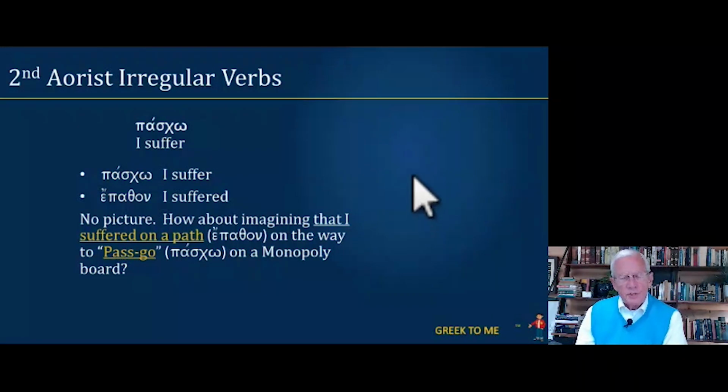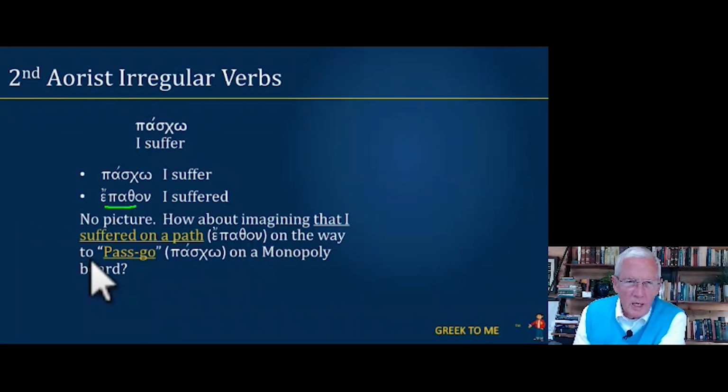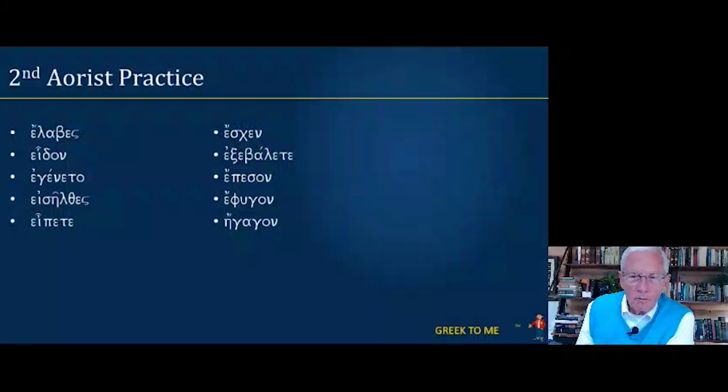Pascho, even though there's not a picture in the grammar, let me help you. The second aorist is epathon, I suffered. How about imagining that I suffered on a path? So a path there for epathon, on the way to Pascho on a Monopoly board. So here we have a little practice. Hit your pause button. I'll do the same, and then we'll compare our parsing and translation.